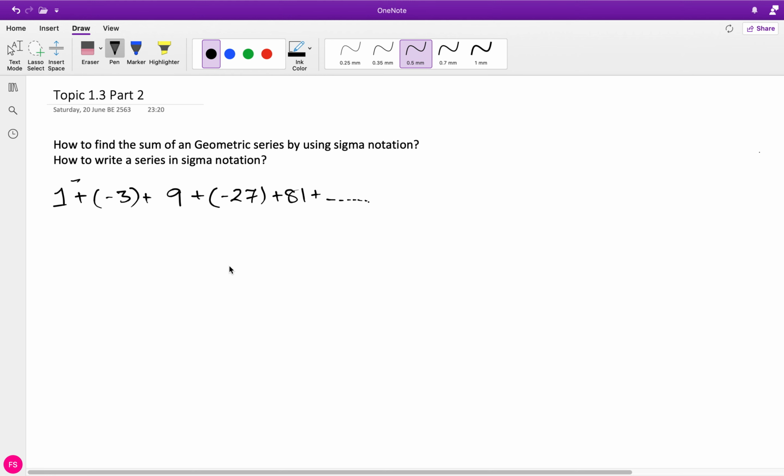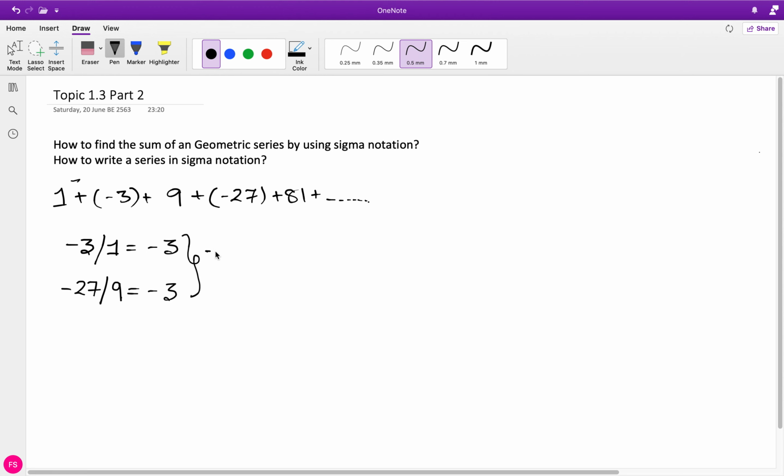First of all, you have to figure out what kind of series this is. If you take any number in this series and divide it by the previous term, you will get the same number. For example, if you take -3 and divide it by the previous term, which is 1, you will get -3. If you take another term, let's say -27, and divide it by the previous term, which is 9, you will also get -3. So when the common ratio is constant, that means this is a geometric series. And the common ratio for this series is -3.